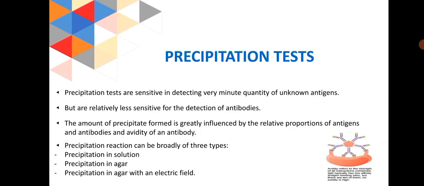Precipitation tests are sensitive in detecting very minute quantities of unknown antigens, but are relatively less sensitive for the detection of antibodies. The amount of precipitate formed is greatly influenced by the relative proportion of antigen and antibody and the avidity of an antibody. Precipitation reactions can be broadly of three types: precipitation in solution, precipitation in agar, and precipitation in agar with an electric field.